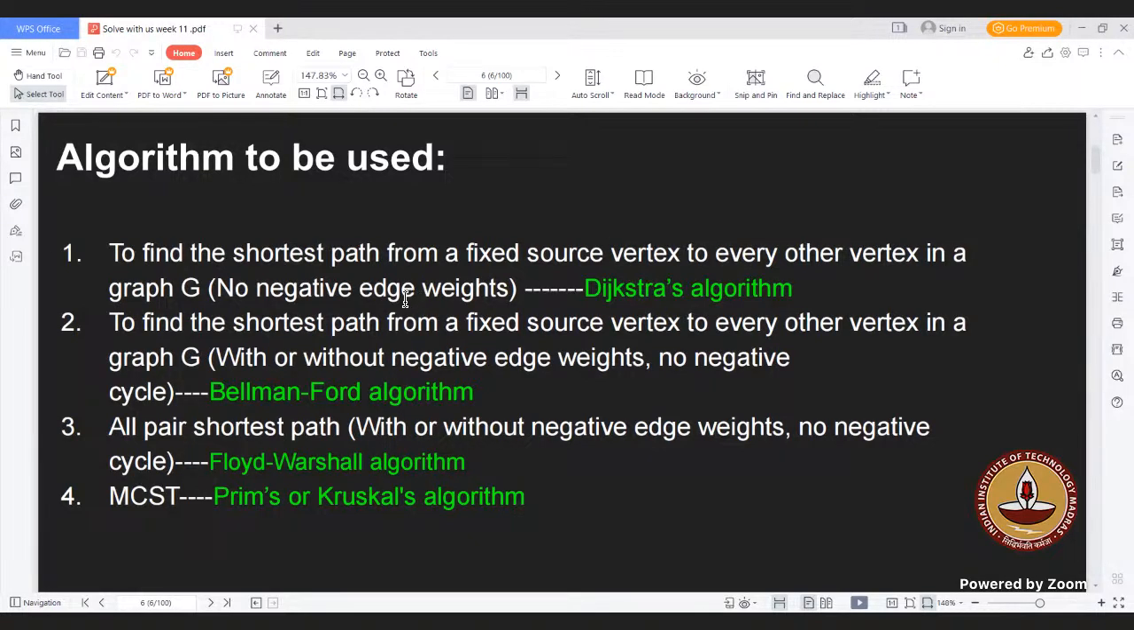But in these two, we have to first say our source vertex. So we should say we are starting from 1. Then it will give the shortest distance between 1 and 2, 1 and 3, 1 and 4 only. It will not say what is the shortest distance between 3 and 4. If you take vertex 1 as the source, it is the same for both cases, I mean for Dijkstra and Bellman-Ford. We'll proceed to the next slide now.